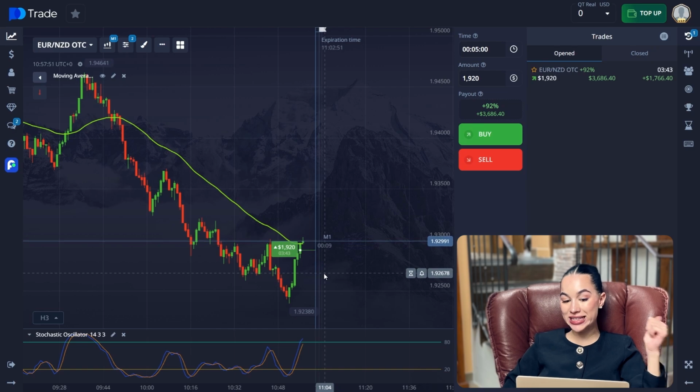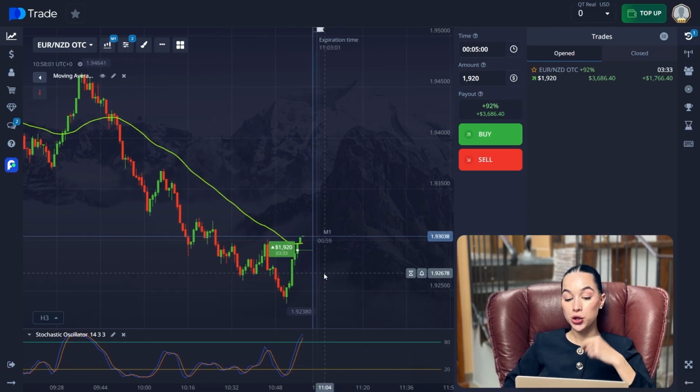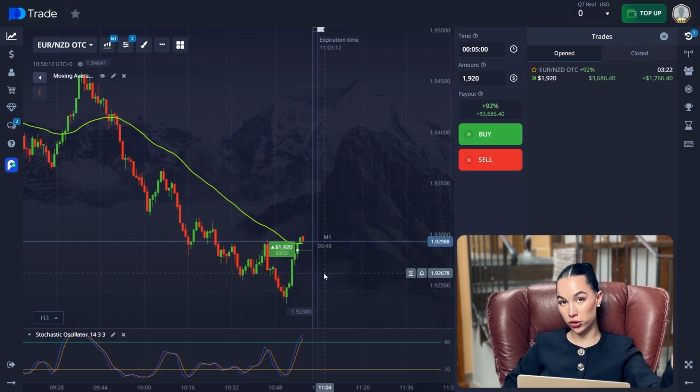That's it. So how do we use the signals from the stochastic? So first of all, it's the classic pullback from the zone. If price enters the 80 plus zone, you look for put entries. If price enters the 20 minus zone, you look for call entries. But again, you need to take a look at the other signs of reversal. It's usually also better to enter when stochastic starts exiting the zone, for stronger confirmation, when it's doing this kind of movement.